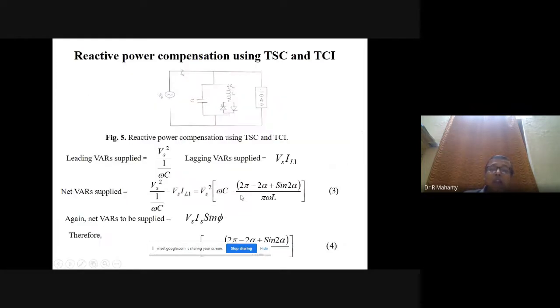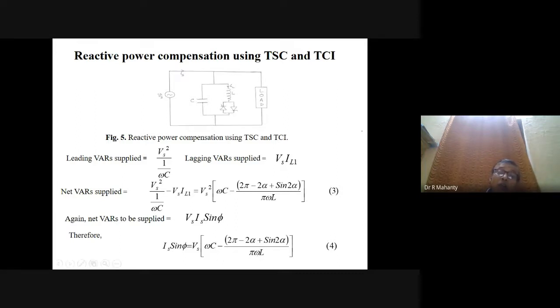Okay, and the net VAR supplied is equal to Vs into Is sine phi. So if we equate these two equations, Vs Is sine phi is equal to this, so we'll get Is sine phi is equal to Vs within bracket omega C minus (2 pi minus 2 alpha plus sine 2 alpha) divided by pi omega L. So using equation number 4, you will have to control the power factor.